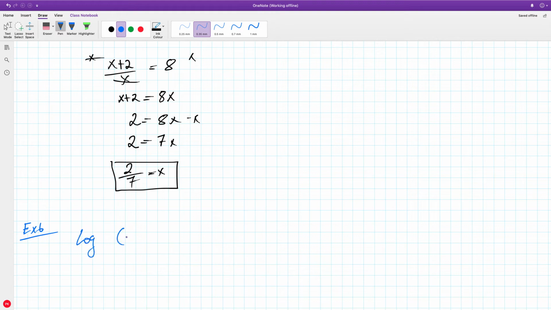The log of x squared plus 4 to the base 7, minus the log of x minus 1 to the base 7, equals the log of 3x plus 2 to the base 7.